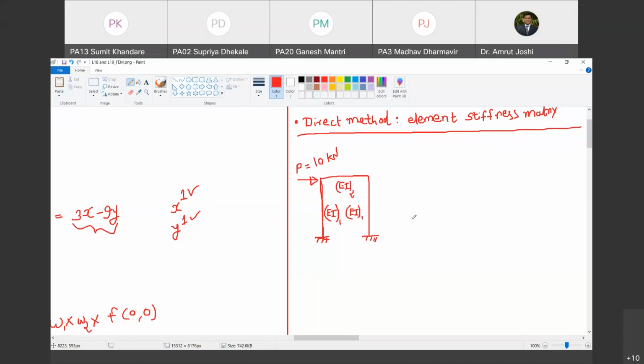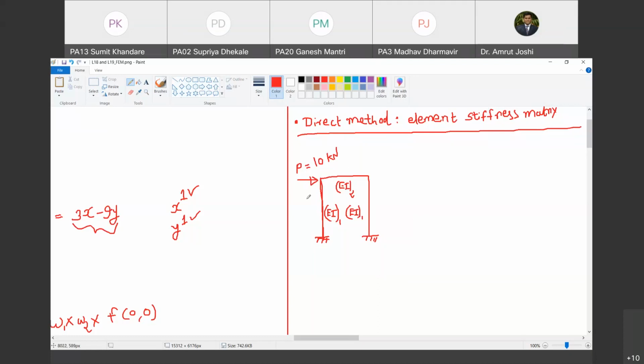What is E? E is modulus of elasticity of a material. What is I? I is moment of inertia about the axis of bending. Are you with me? Yes, sir. So EI1 is the flexural rigidity of columns. EI2 is the flexural rigidity of beam. Beam and columns need not have same cross sections, so their EI is ought to be different. Are you with me? Yes, sir.